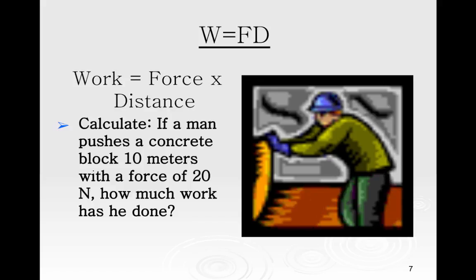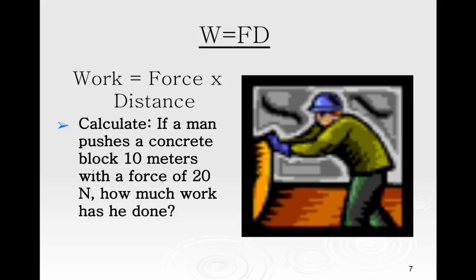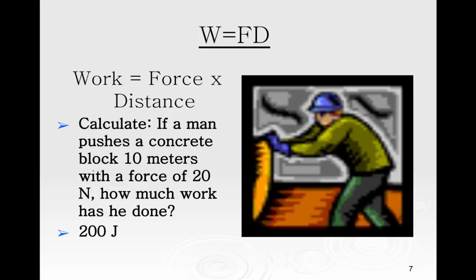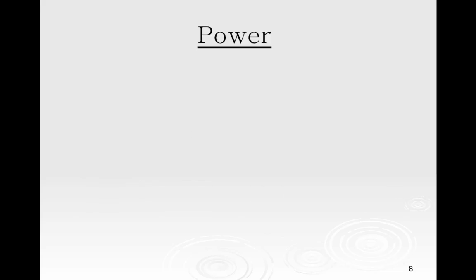So, work is equal to force times distance. Calculate. If a man pushes a concrete block 10 meters with a force of 20 newtons, how much work has he done? He's done 200 joules because the force is 20 and the distance is 10.